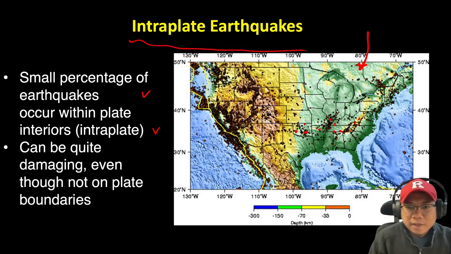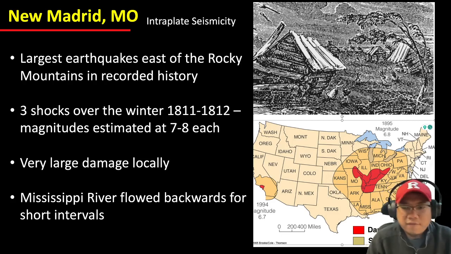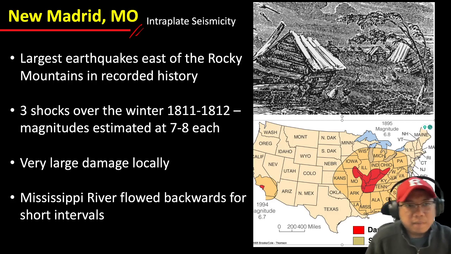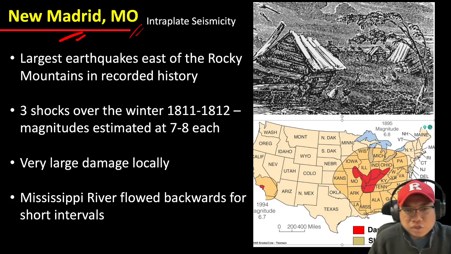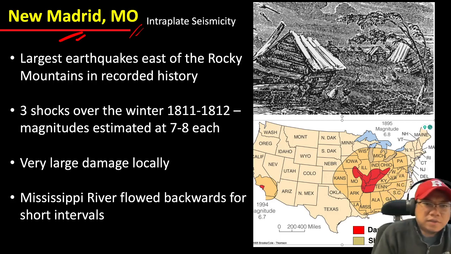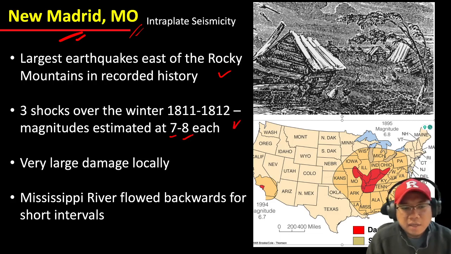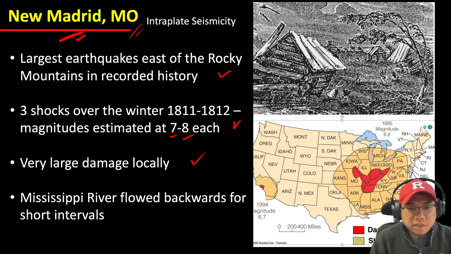One of the most devastating intraplate earthquakes recorded so far happened in Missouri, near New Madrid. This is actually the largest earthquake sequence east of the Rocky Mountains in recorded history. There were three shocks over the winter of 1811 to 1812, with magnitudes of about 7 to 8. They were very large, and they caused significant damage.